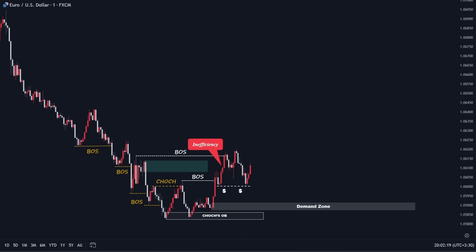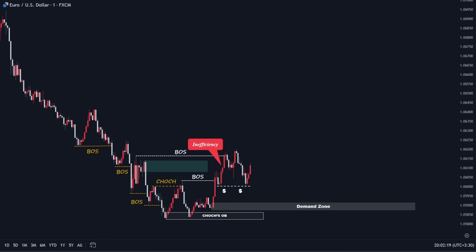The third rule emphasizes that the price should have left inefficiency behind when forming a break of structure. It's clear that we have it here. The fourth and last rule is that the price must form liquidity zones near the identified point of interest, which has already been met here.